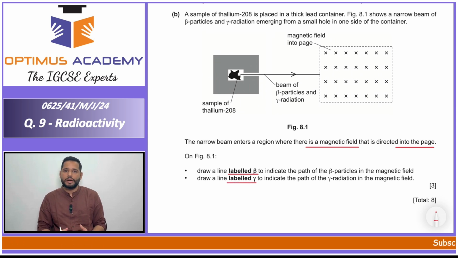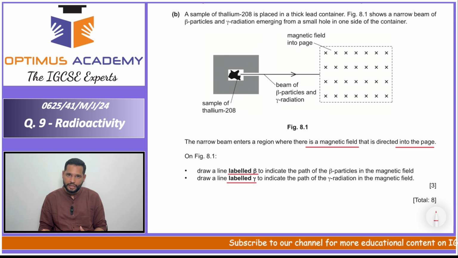Now note that gamma radiations are chargeless as well as massless, because of which gamma radiations are not going to change their path even if they are passing through the magnetic field.